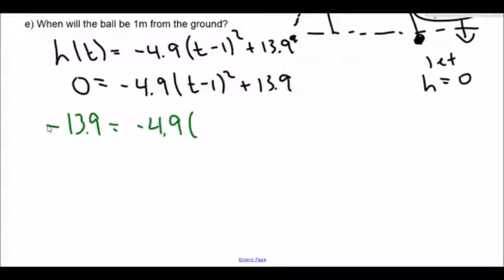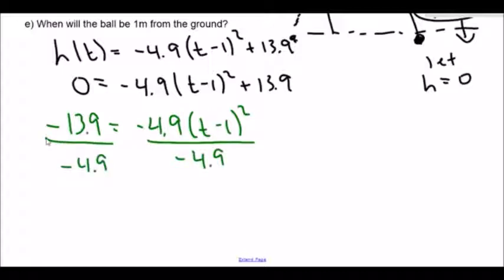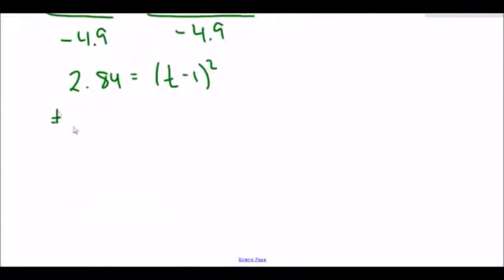I don't know why I switched to green ink, but that's okay. Now I need to divide both sides by negative 4.9. So I get a positive number. I get 2.84. So 2.84 is t minus 1 squared. And now I need to take the square root. And don't forget, this is where it's important to remember that when you take the square root, you get two different answers, a positive answer and a negative answer. So let me split this now into two separate answers.